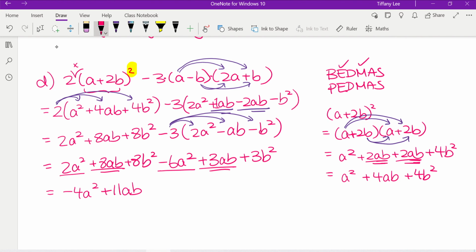And then we have positive 8b squared. So I see the term b squared. Do I have any other b squared terms? And yep, I have a positive 3b squared. Positive 8 plus 3 is positive 11b squared. So after expanding and simplifying everything here, you get negative 4a squared plus 11ab plus 11b squared.